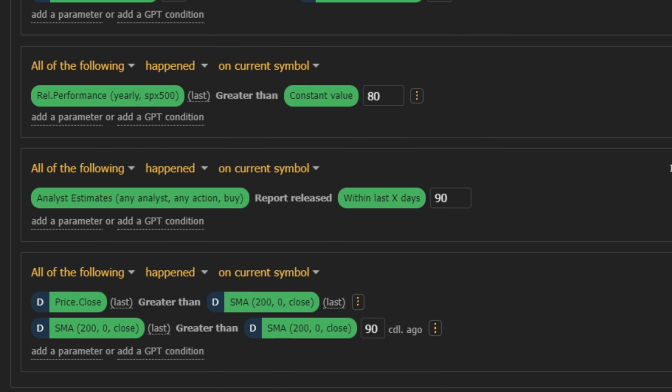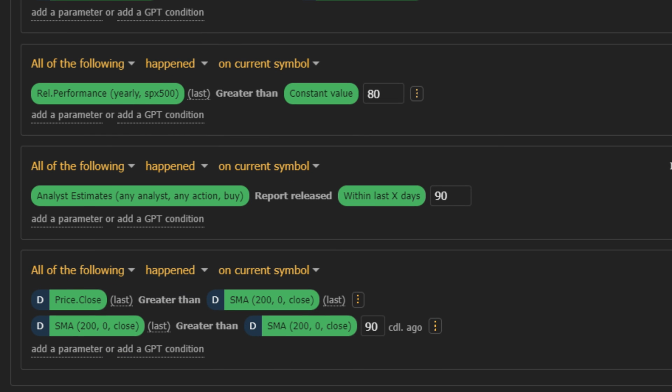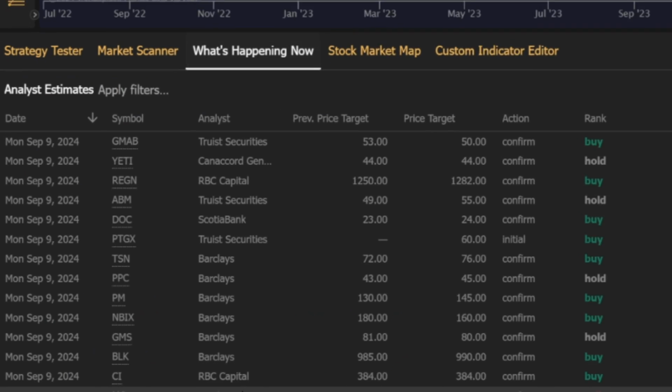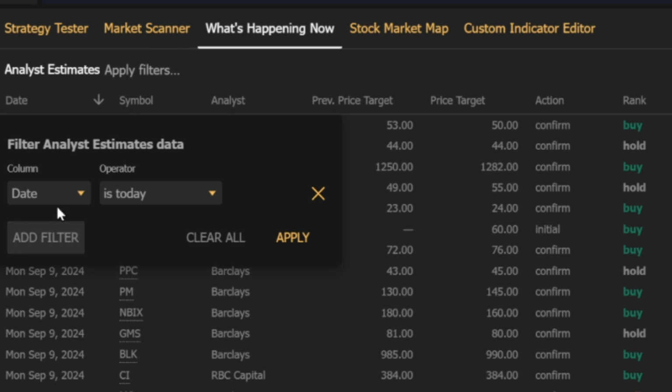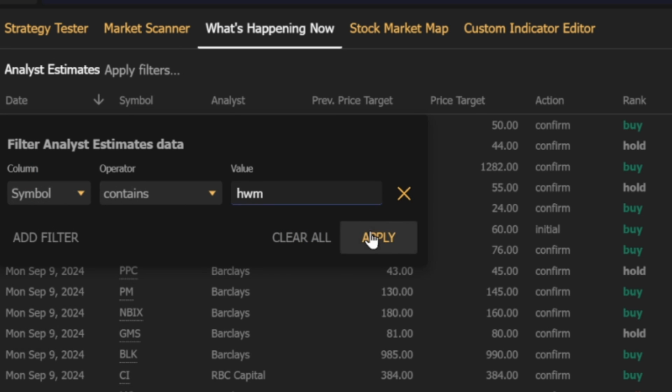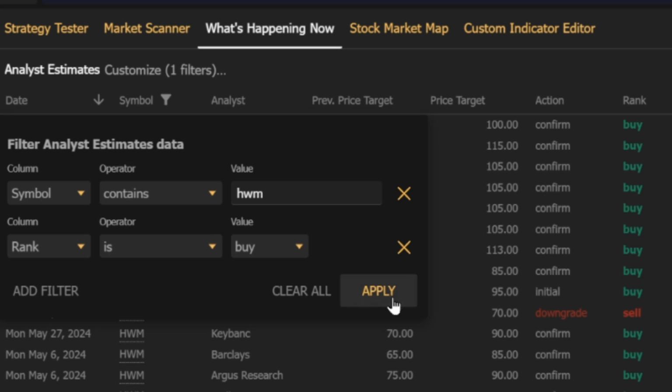Next, we have institutional sponsorship. That's the I in CANSLIM. This component looks for stocks with increasing support from hedge funds, banks, and the like. As a proxy for this value, we require analyst buy ratings within the last 90 days.